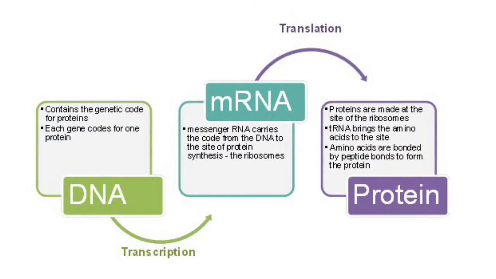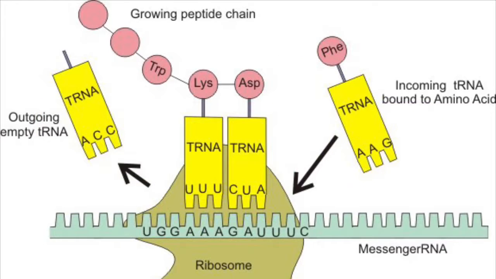After a strand of mRNA is made, it will travel to the ribosome to make proteins. The process of RNA changing into an amino acid sequence, or a protein, is known as translation. Translation occurs in the ribosome of the cell, which is responsible for making proteins.